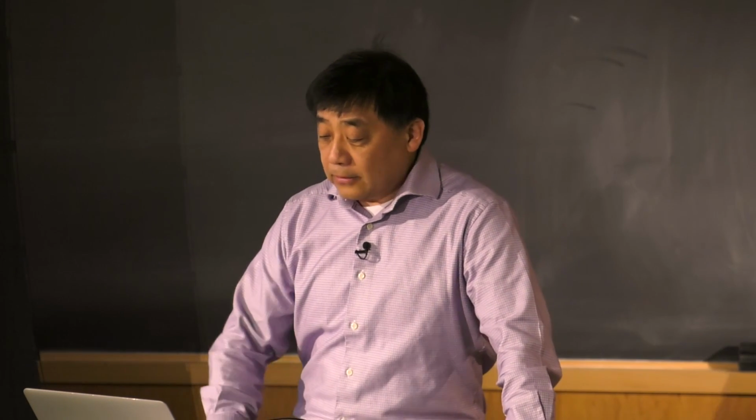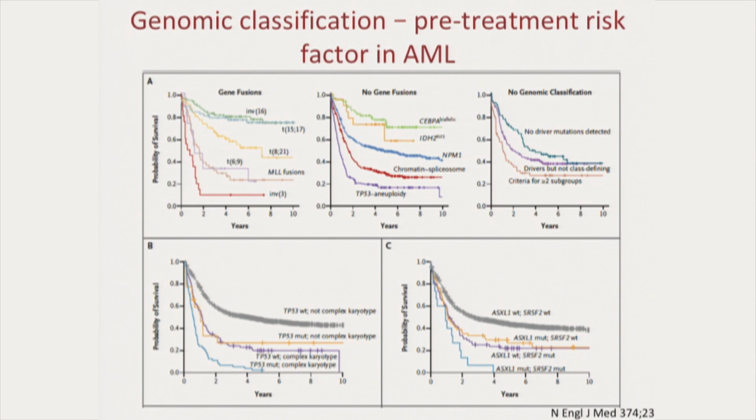So that's why it has become clinically important to further characterize those diseases. We end up with multiple subtypes of AML, and the significance of those subtypes is directly related to patient outcome.